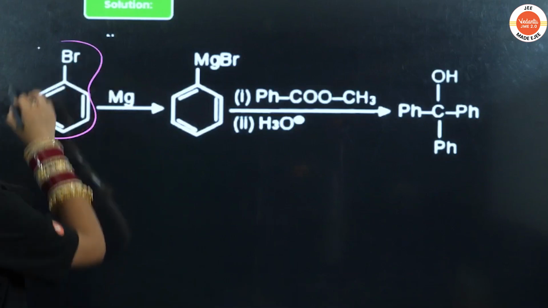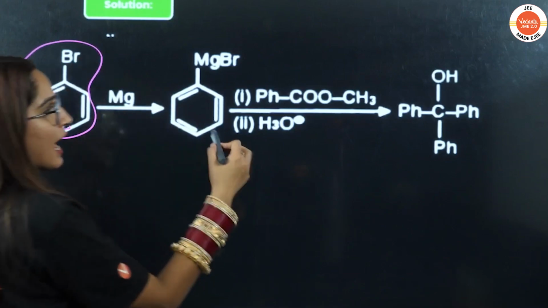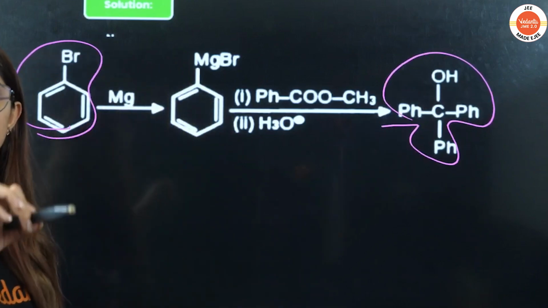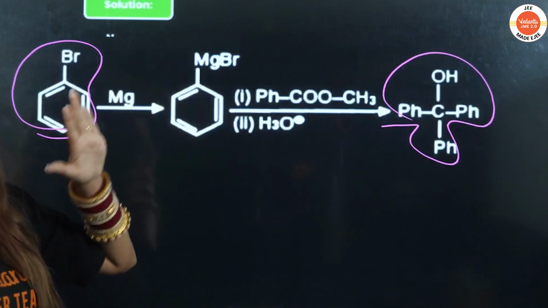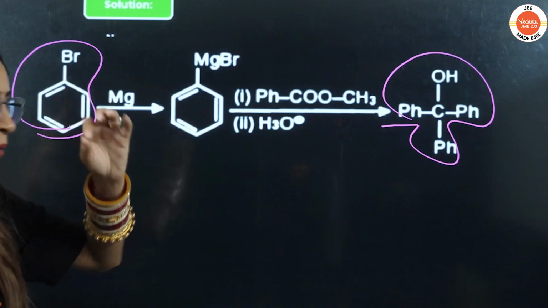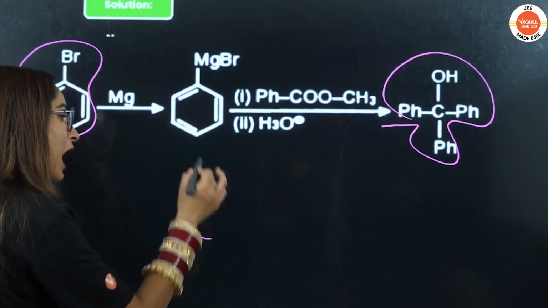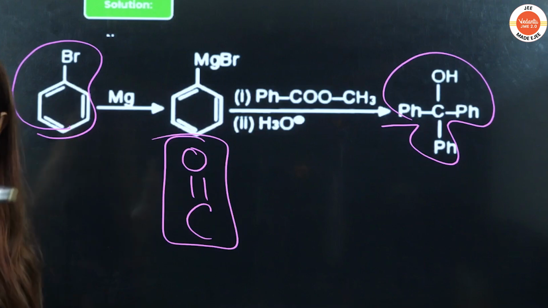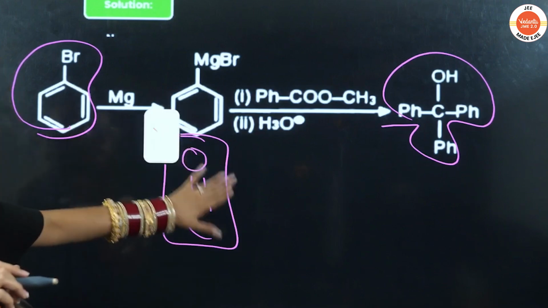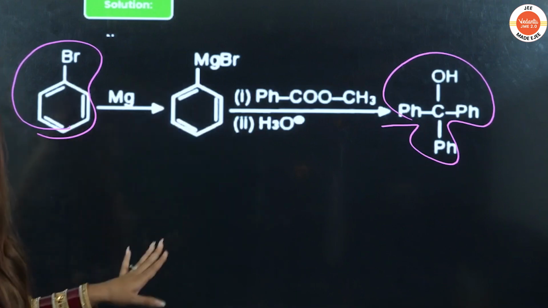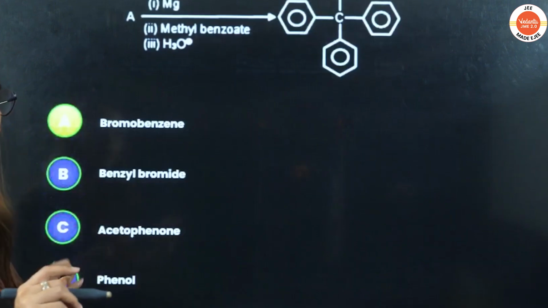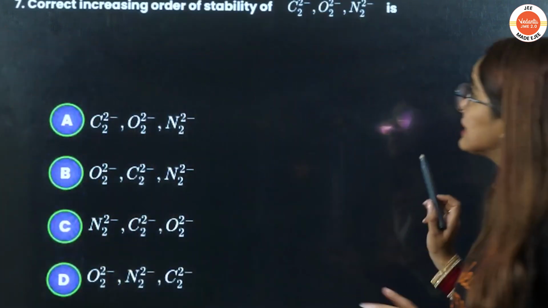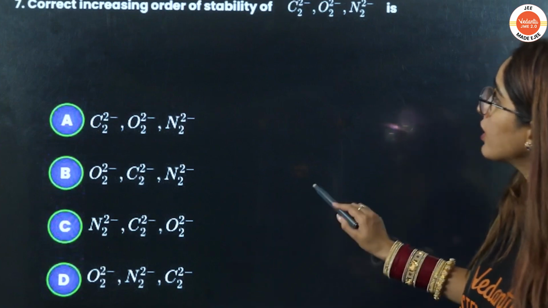So bromobenzene has to react with the Grignard reagent, and then you will get the formation of this. The Grignard reagent attacks the carbonyl carbon here. There it will be the answer. Okay, understood? Acha.